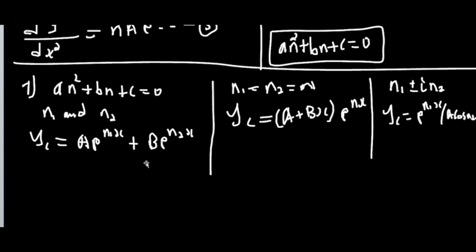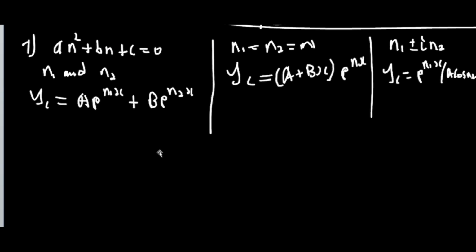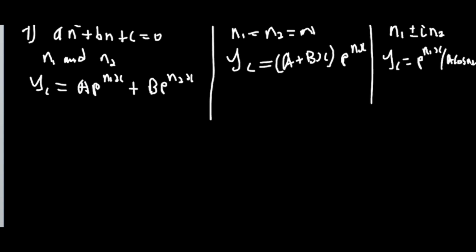So whenever a differential equation is given, you look for the characteristic equation. After looking for the characteristic equation, you look at the type of root. From the type of root, you know the complementary solution of that differential equation. So let's get to examples.